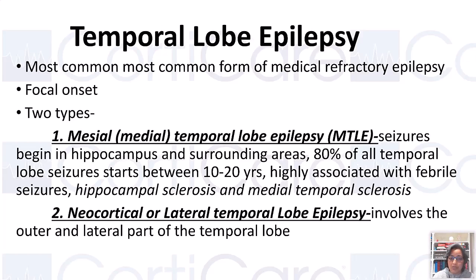There are two types. Mesial temporal lobe epilepsy, nowadays a new name is coming up, it is also called limbic epilepsy, but we're going to stick with mesial temporal lobe epilepsy. It begins in the hippocampus and the surrounding tissue of the hippocampus. The age is between 10 to 20 years. It is highly associated with febrile seizures, but not every kid who had a febrile seizure will end up having temporal lobe epilepsy. Hippocampal sclerosis and medial temporal sclerosis are other causes of temporal lobe epilepsy.